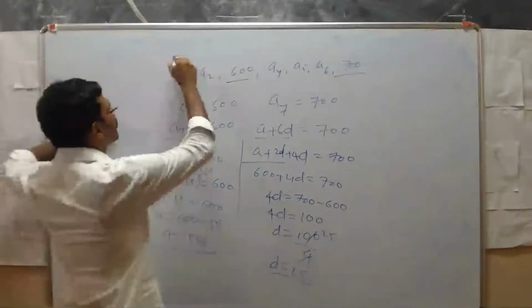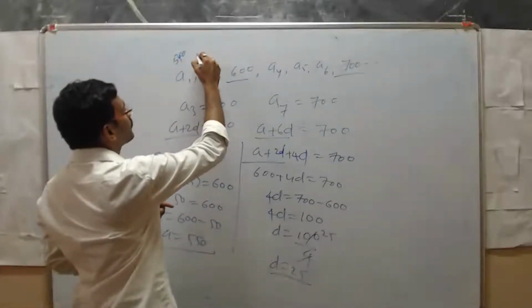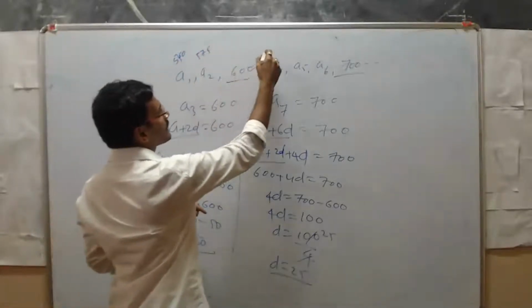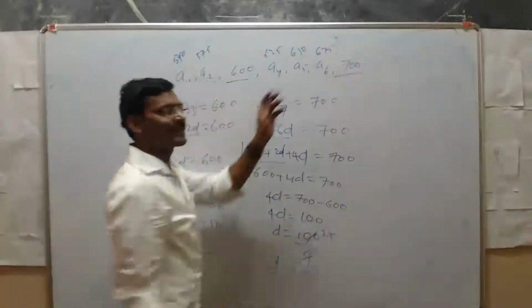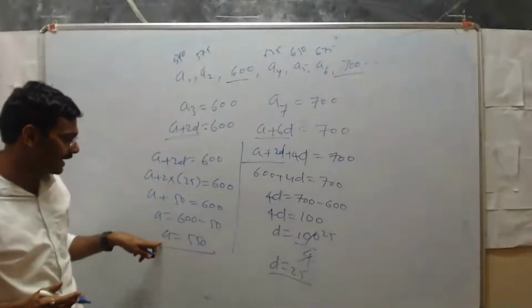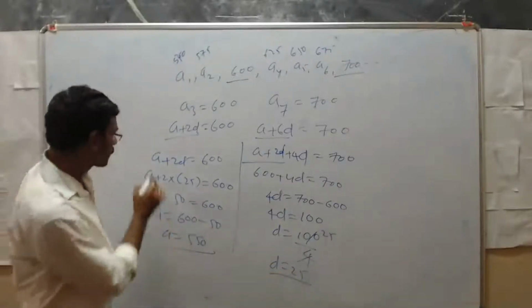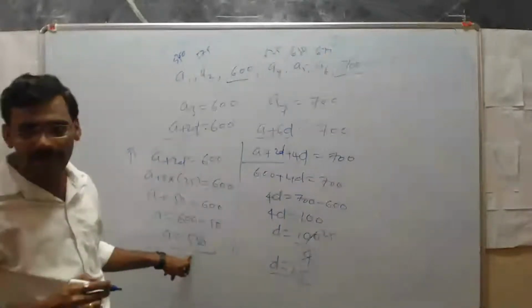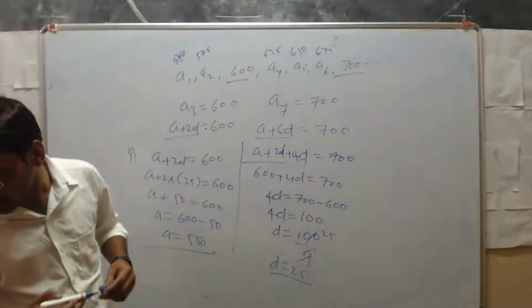550. Then they are increasing 25 TVs, which means 550, 575, 600, 625, 650, 675, 700, like this. In the first year, 550 TVs. This is the answer for the first one. In the first year, how many TVs did they produce? 550 TVs. Then we have to find the 10th year.